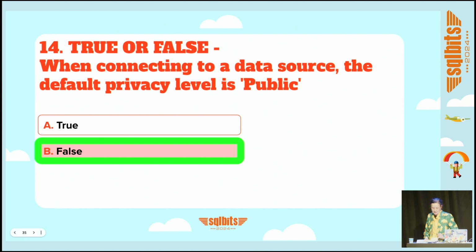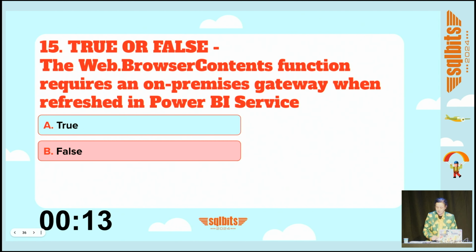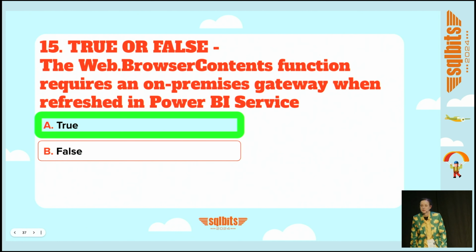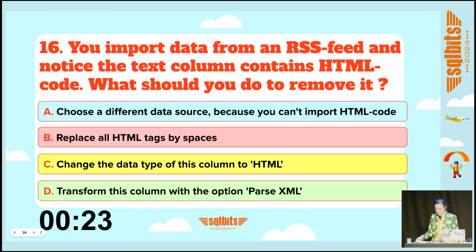The next one, also true or false? The Web.BrowserContents function requires an on-premises gateway when refreshed in Power BI Service. Is this true or false? The Web.BrowserContents function. This is true because it does web scraping. You also have other web functions that do not require a gateway, like Web.Page and the, I can't remember the other one.